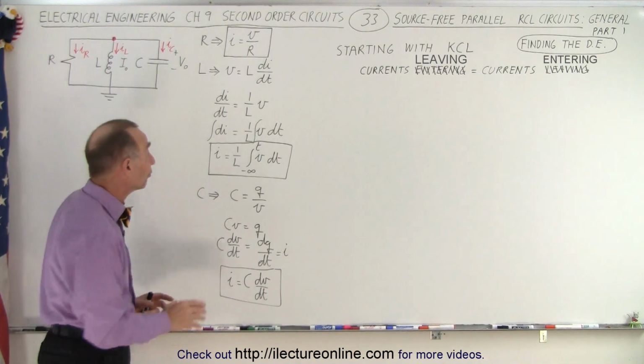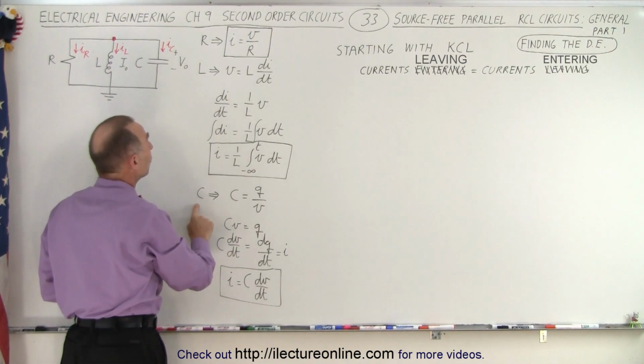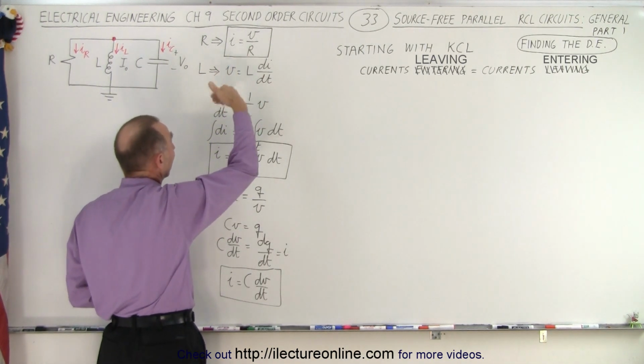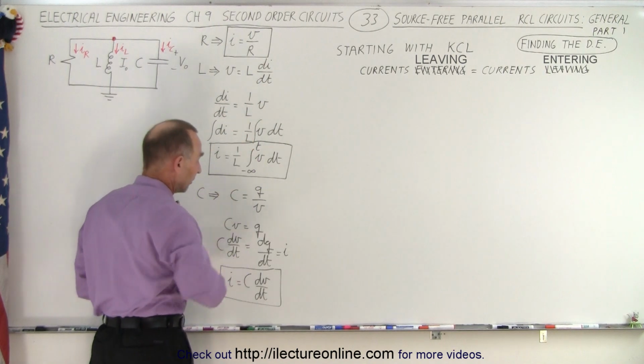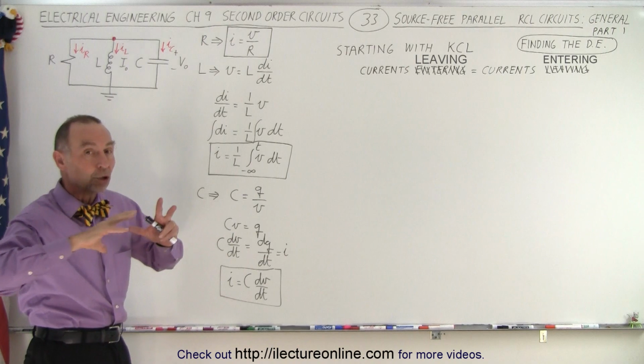So now what we have is, for the three components, the resistor, the inductor, and the capacitor, three equations that describe the current in terms of the voltage and of course the resistance, the inductance, and the capacitance. All right, now that we have that, we can set up an equation.